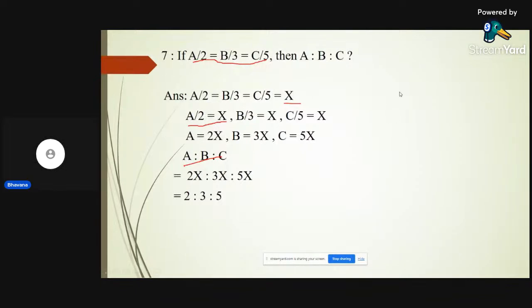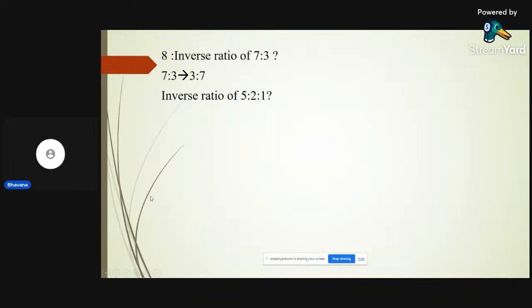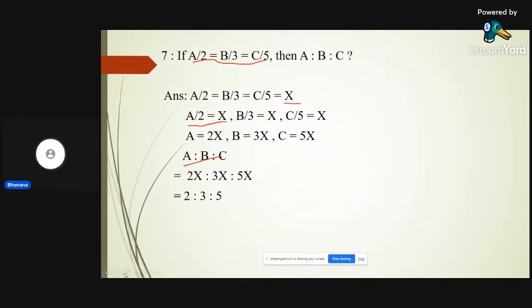Next. So here, since this all is equal, we can write it in a separate way, right? So A by 2 equals x, and B by 3 equals x, and C by 5 equals x. So in that case, we just have to find out the A value and B value and C value. For that we just need the A value.